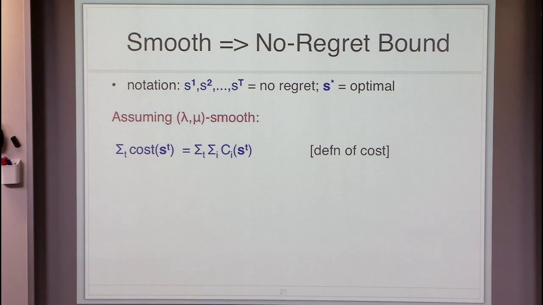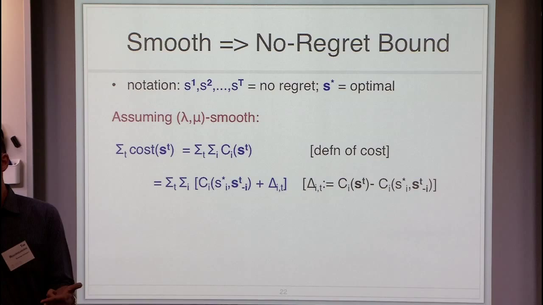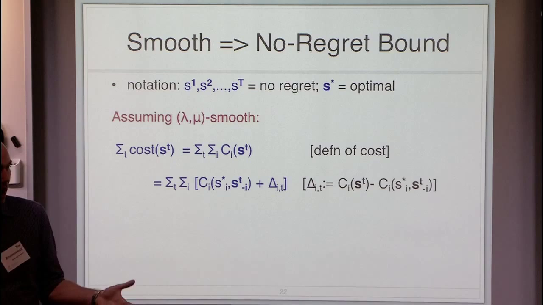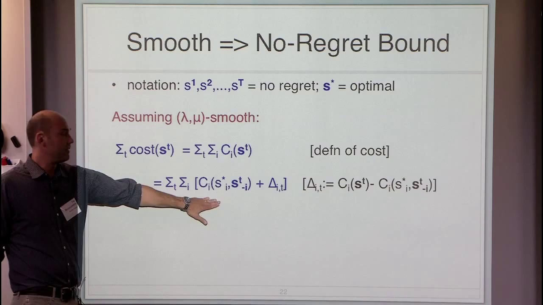So let's defer the issue with some notation. Define delta_i^t as the amount that player i gets better if on day t I force it to switch to S*_i. In a Nash equilibrium, this would be non-positive. Here it could be positive. So it's how much better it got by switching on day t to S*_i. And now hopefully you can see where this is going. We're going to use the smoothness condition to disentangle all these entangled terms. We're going to use the no-regret condition to control all of the deltas.